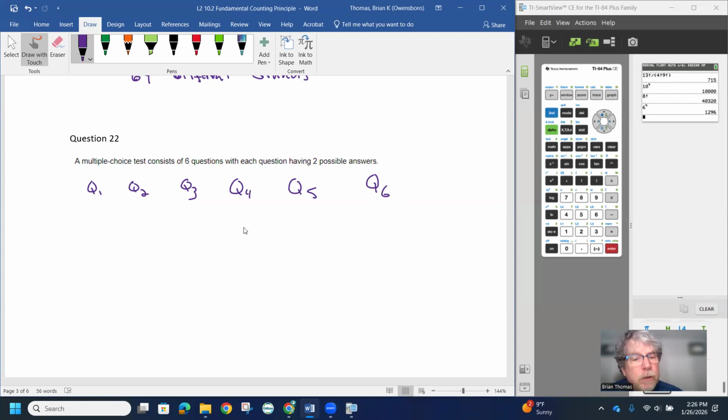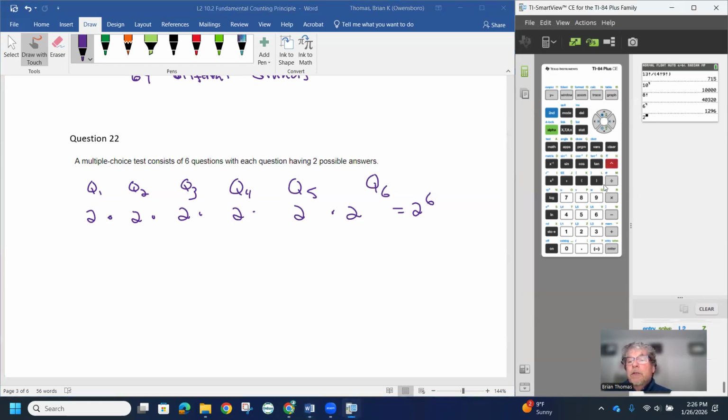I have to answer each question, and I have two choices for question one, two choices for question two, two choices for question three, two choices for question four, two possible choices for question five, and also two possible choices for question six. So we have two times two times two times two times two times two. One, two, three, four, five, six. That is two to the sixth power. We could try to do this math by hand or just use a calculator. Two to the sixth power gives me 64.